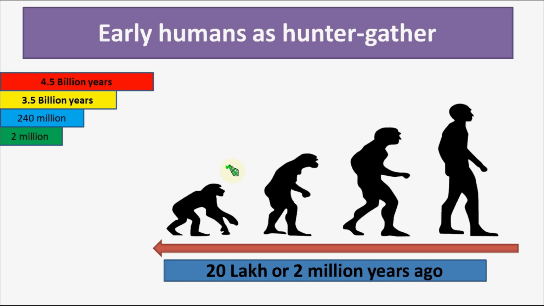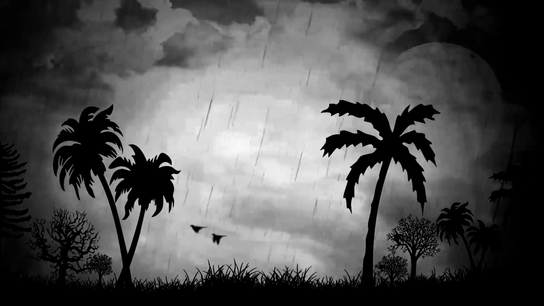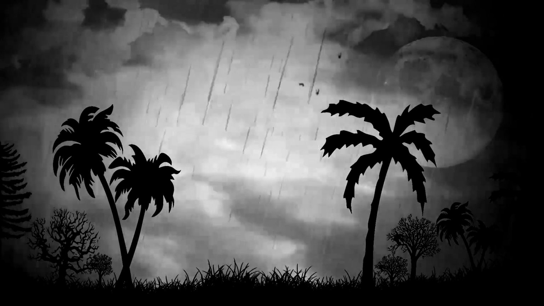The first species of human beings is called Homo sapiens, and from that time till date, we people are continuously evolving, or continuously changing. In today's class, we will study the life of Homo sapiens, which existed about 20 lakh or 2 million years ago. The life of early humans in the starting was not very safe.